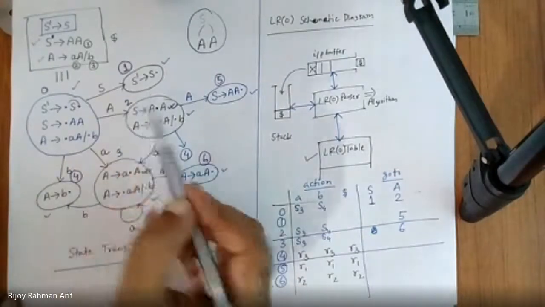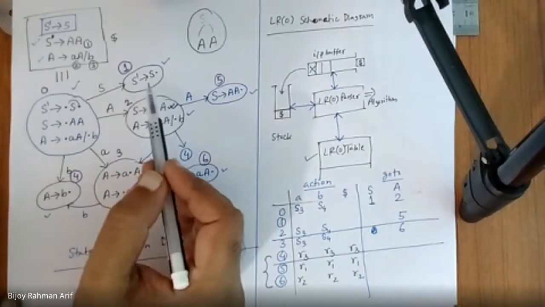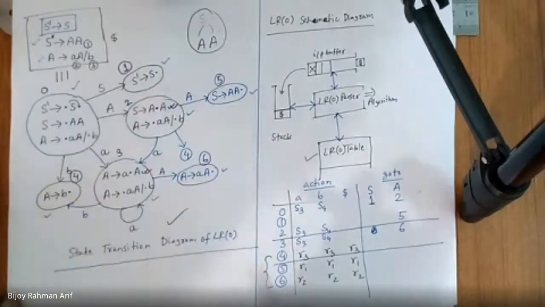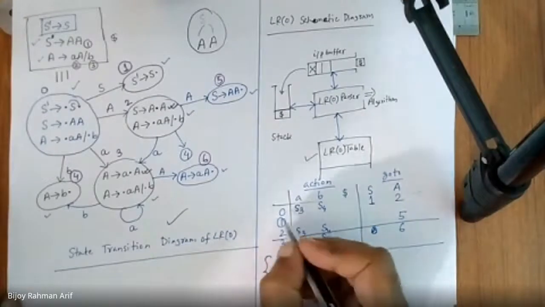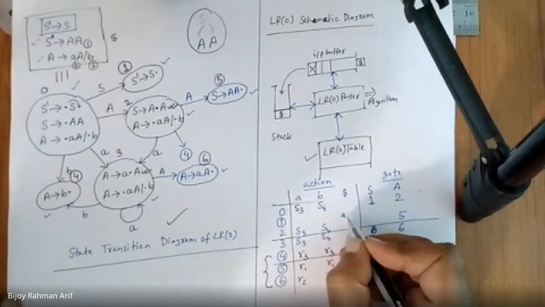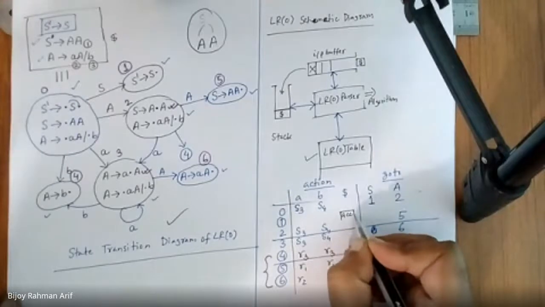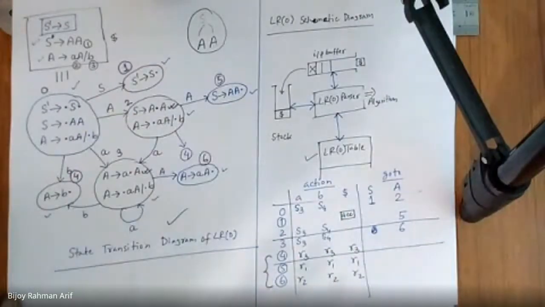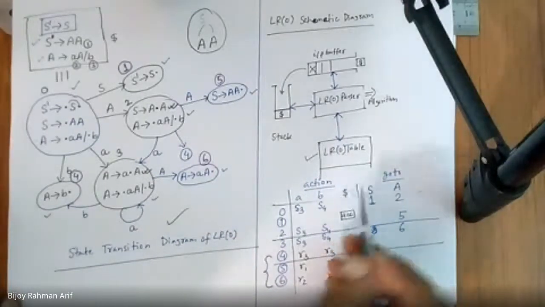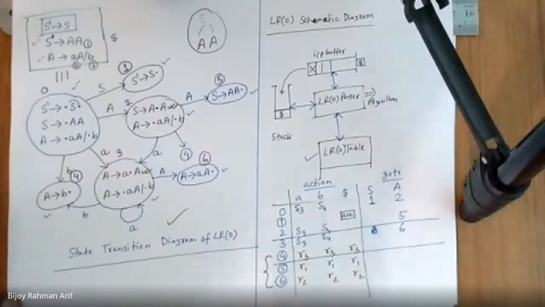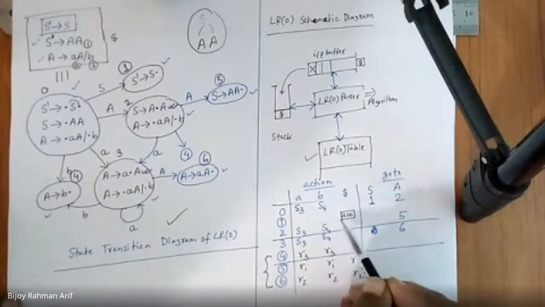Now let's come to state 1. This one is a special production. It is called the augmented production. Always remember, in the augmented production, on dollar we are going to write accept. That means whenever we reach this state and we encounter a dollar, we are done with our parsing. We are successful. So whenever in this state my lookahead is dollar, we are going to write accept.